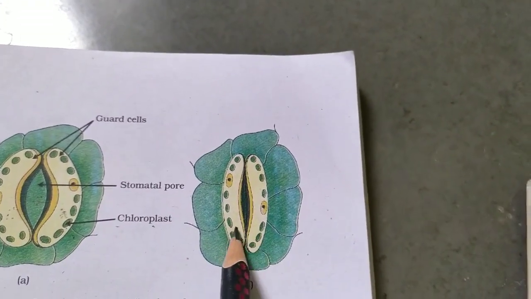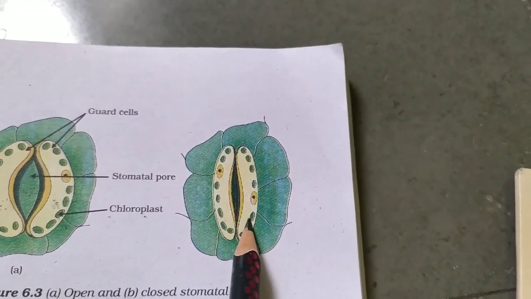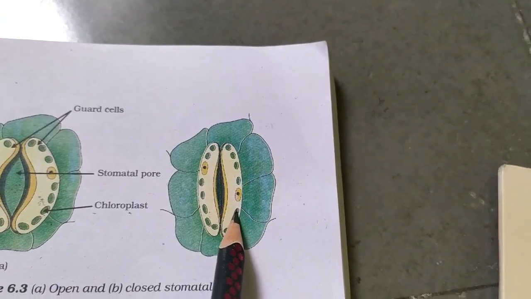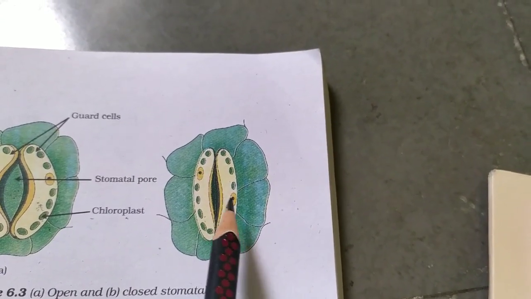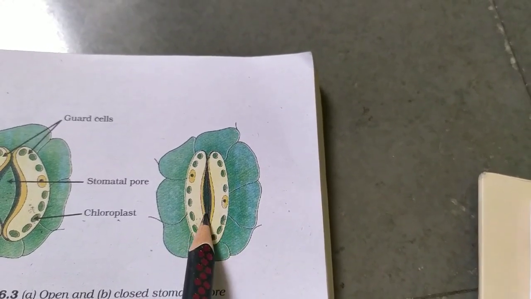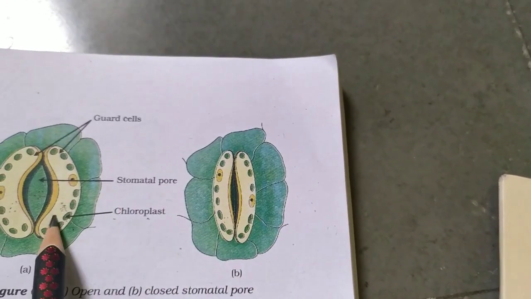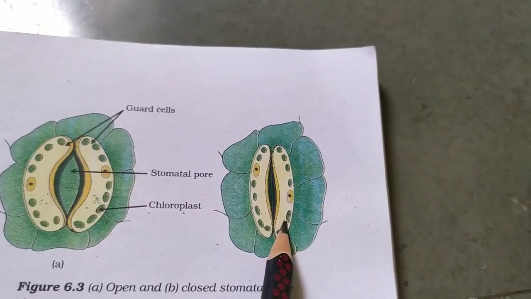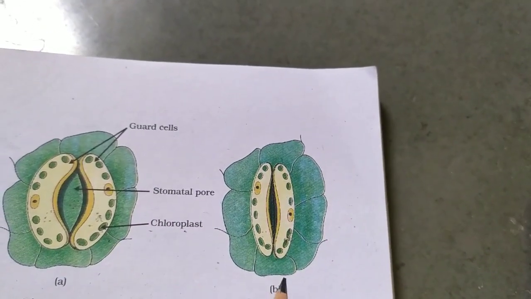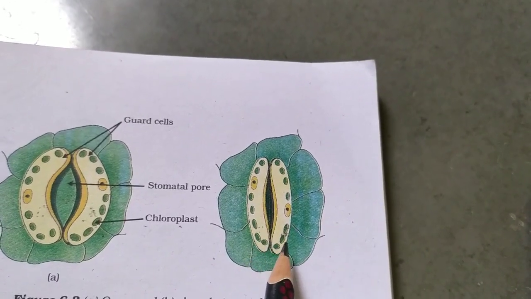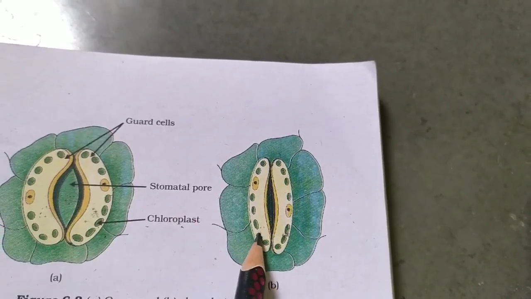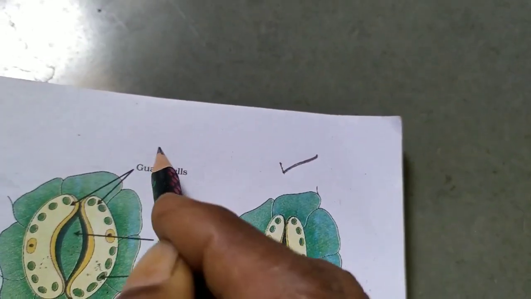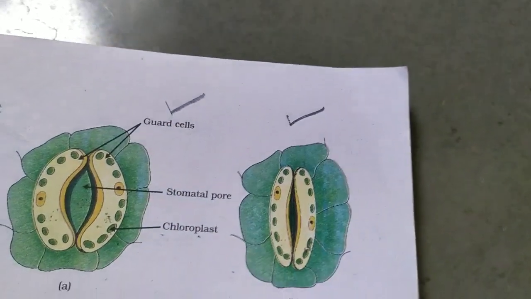Whereas when the guard cells lose water, they become flaccid. So this flaccidity of the guard cells makes the stomatal pore close. This is how the guard cells regulate the opening and closing of the stomata. This is also one of the important questions. What regulates the opening and closing of the stomata and how? So you should remember this very clearly.